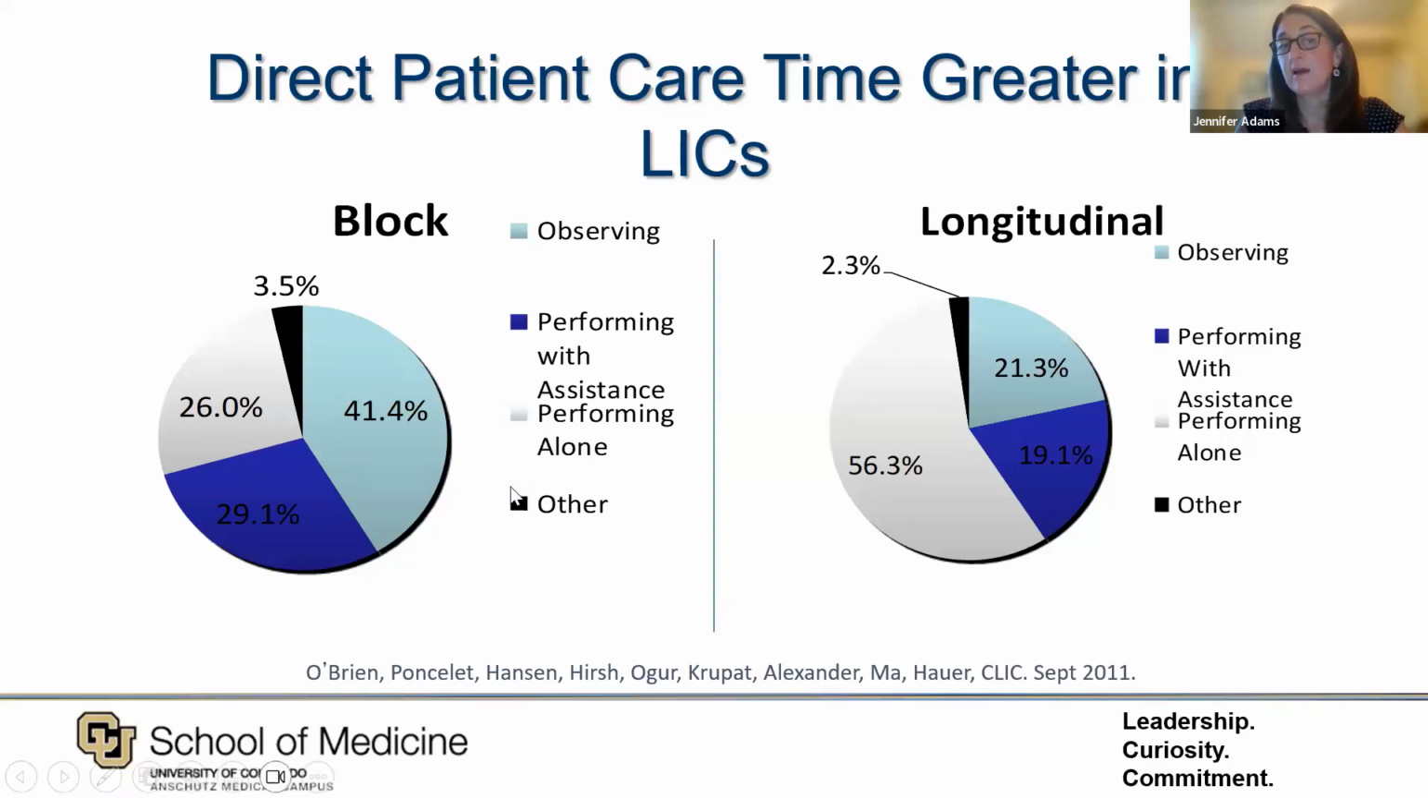The light gray color, when they were authentically doing real work with patients, about a quarter of the time. It's really flipped in the LIC model. 56% of their time spent engaged with patients, one-on-one, doing the work of learning, of doctoring with supervision, only 20% of their time spent shadowing. So it is these relationships that you are building with your student that enables this to work.